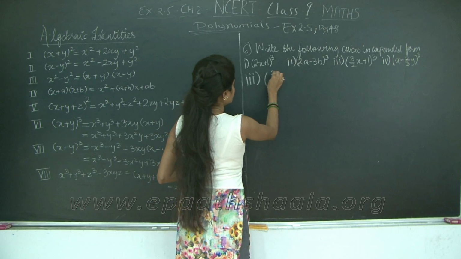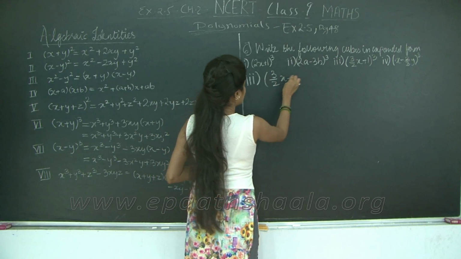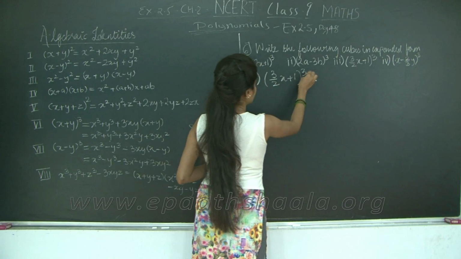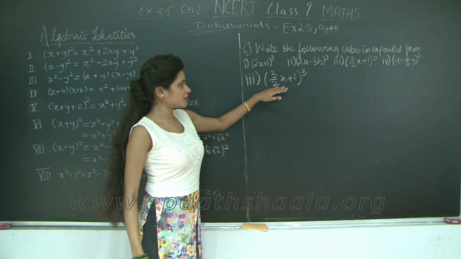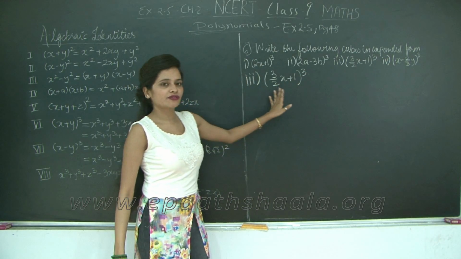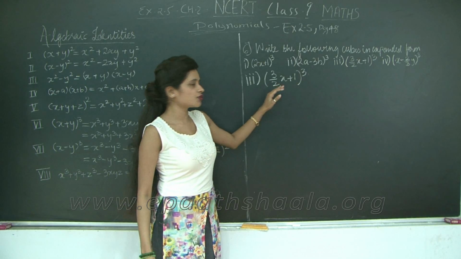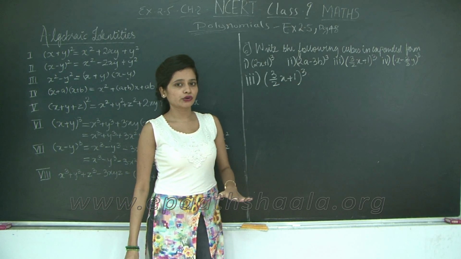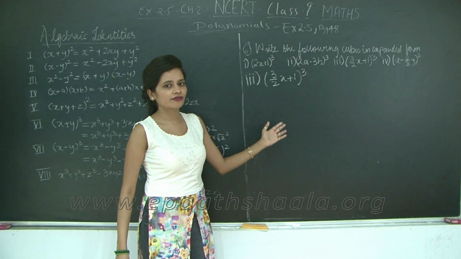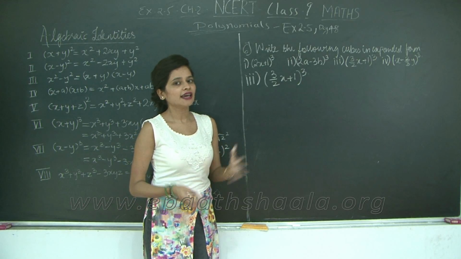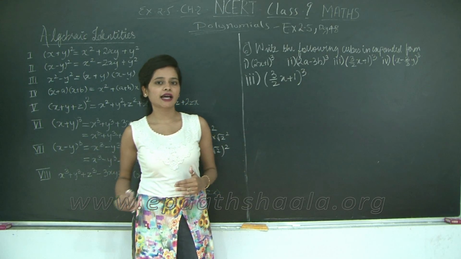So we have 3 upon 2x plus 1 the whole cube. Now this is a fraction, the first term is a fraction, but we have to cube it and we know the identity, so do not get scared. Solving this is not going to be very difficult. The only thing is that we have a fraction. Let's quickly solve and see how easy it is to achieve this using our identities.